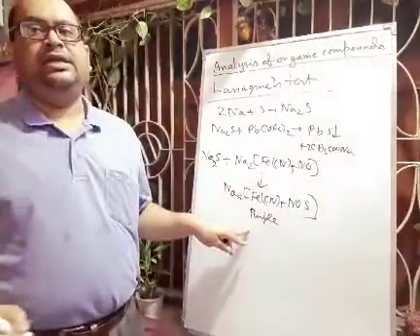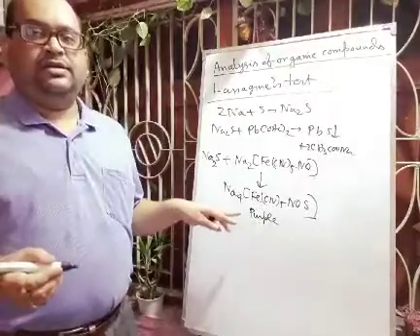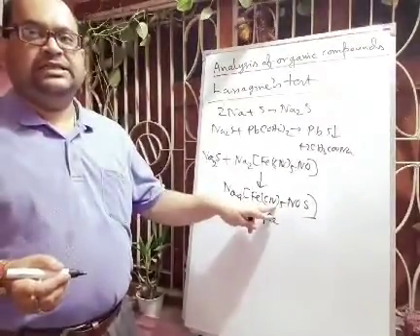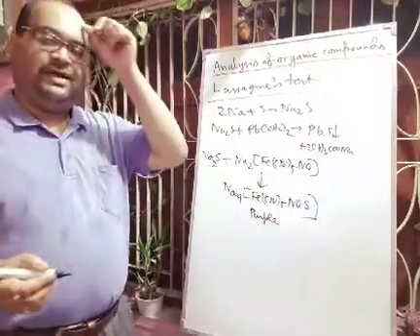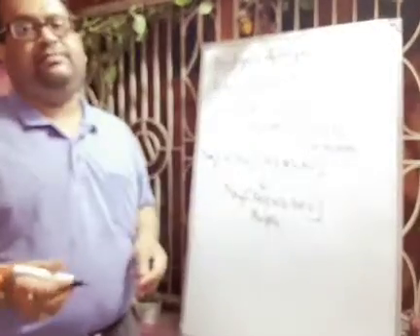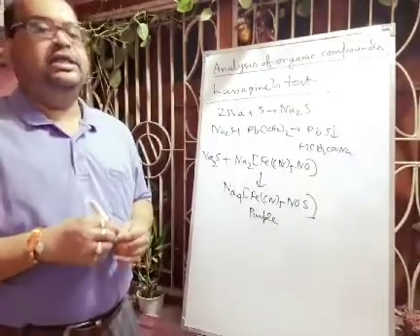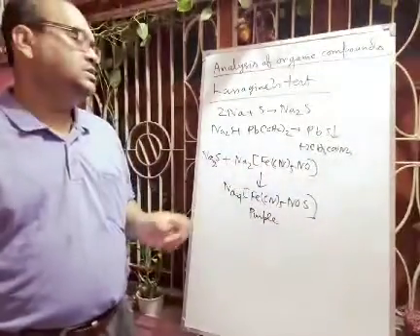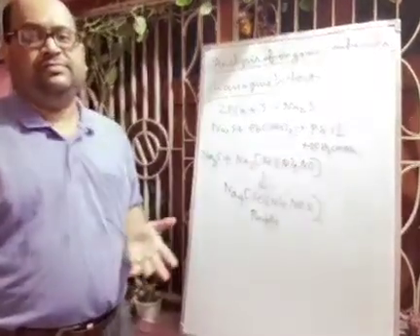Hope you can understand. Okay, and this is called sodium pentacyanonitrosyl ferrate(II). So in this way, by using that sodium nitroprusside solution, you can also detect the sulfur.